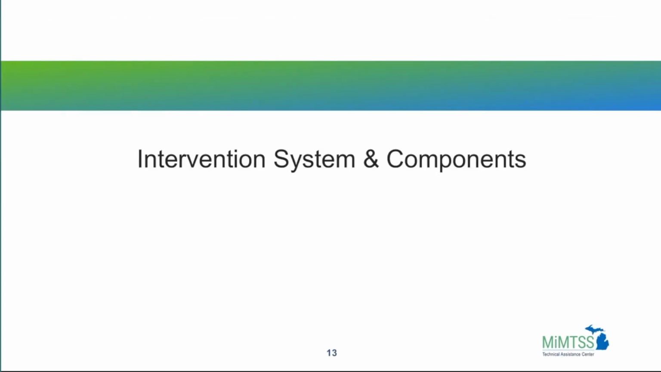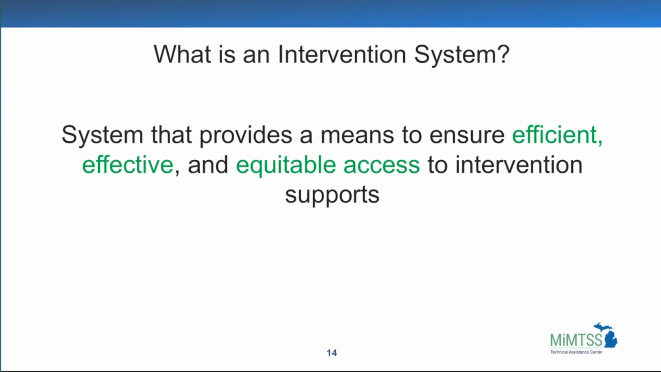Now that we have defined Tier 2 and Tier 3, we are going to do a brief overview of the intervention system and its components. An intervention system provides a means to ensure efficient, effective, and equitable access to intervention supports for behavior. We will be talking a lot more about having an efficient, effective, and equitable system as you move through the training sequence.